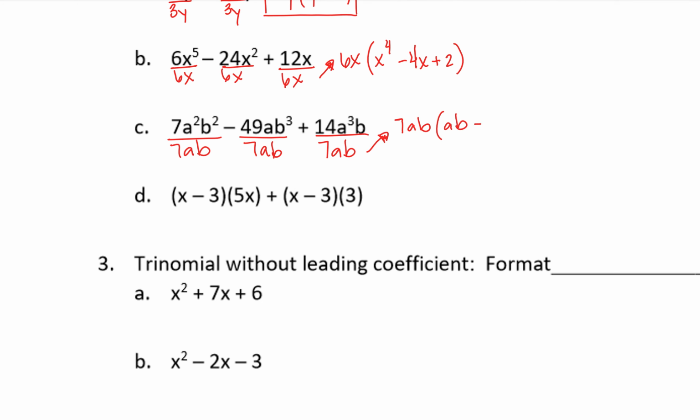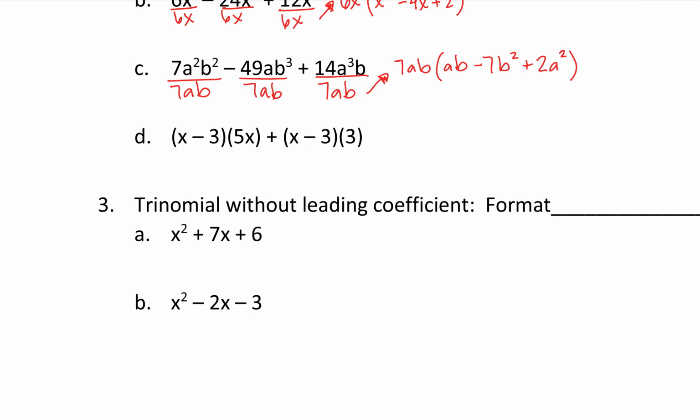Negative 49 divided by 7 is minus 7. A divided by a is just 1, and I don't care about a 1. B cubed divided by ab becomes a b squared. 14 divided by 7 is a 2. A cubed divided by a just becomes an a squared. B divided by b is just a 1, and I don't really care about keeping a 1 in my number. So my final answer is 7ab times ab minus 7b squared plus 2a squared.